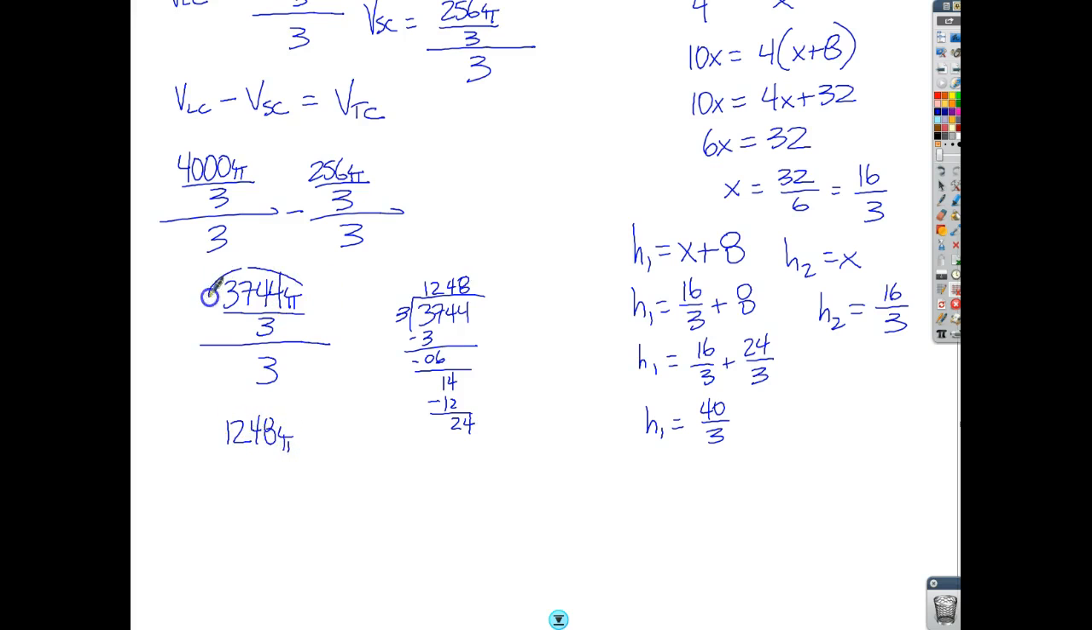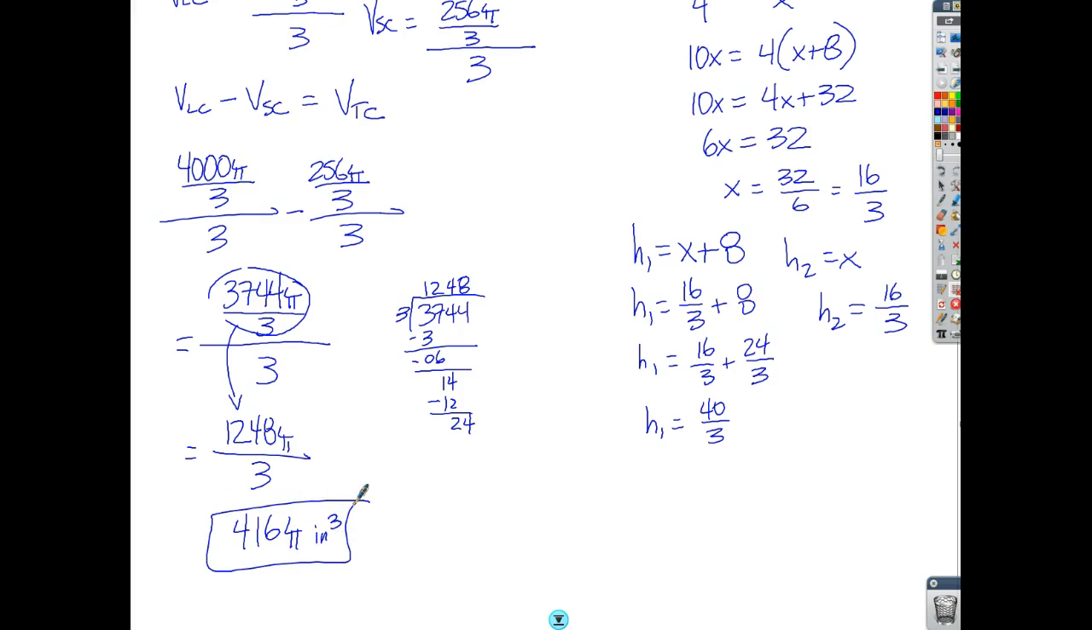This thing here has been simplified to this. Now I have to take that and divide by 3. 3 goes into 12 4 times. And how many times does 3 go into 48? It goes in 16. So now it's 416 pi. Oops, I forgot something: my units, which were, I believe, inches. So now it's going to be inches cubed.